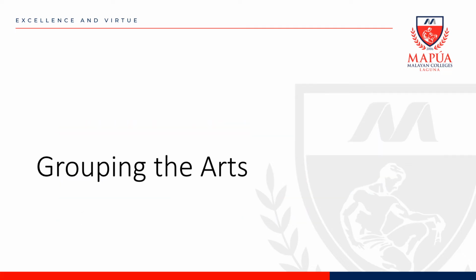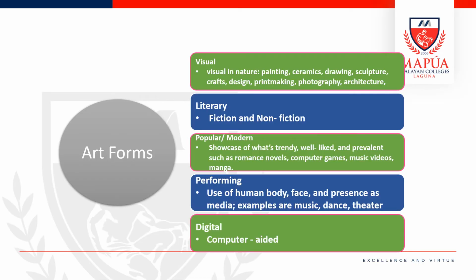This is the last part of the lecture, groups of art or types of art. Art may be grouped according to their forms. First, we have visual art or visual arts. Visual arts are, of course, visual in nature. Examples are painting, ceramics, drawing, sculpture, crafts, design, printmaking or prints, photographs, and buildings or architectural designs.